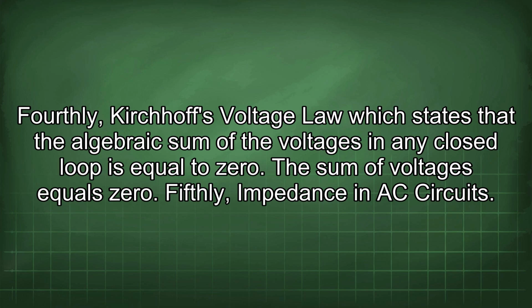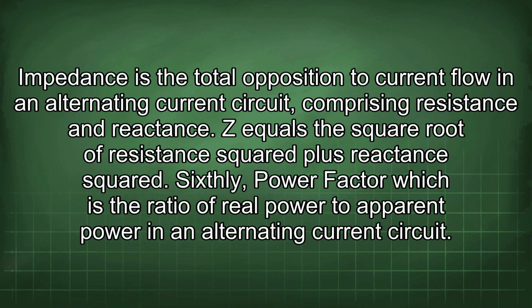Fifthly, impedance in AC circuits. Impedance is the total opposition to current flow in an alternating current circuit, comprising resistance and reactance. Z equals the square root of resistance squared plus reactance squared.